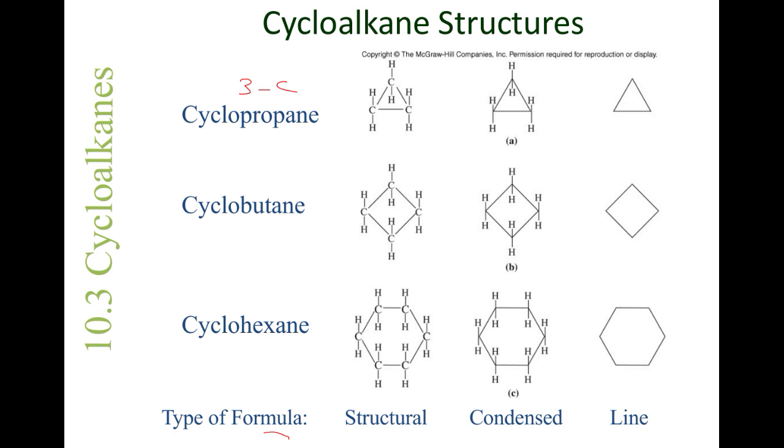The next one is cyclobutane. Butane has 4 carbons, so following the formula CnH2n, the formula for cyclobutane must be C4H8. If you count up all the carbons and hydrogens in the structural formula, you will see there are 4 carbons and 8 hydrogens. Then we have the condensed formula, followed by the line structure.